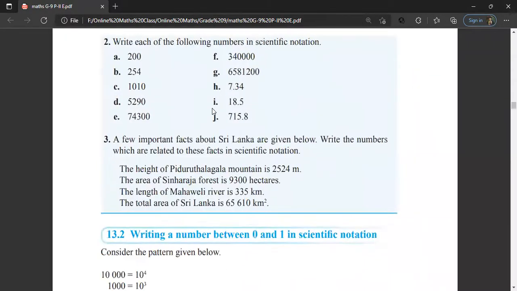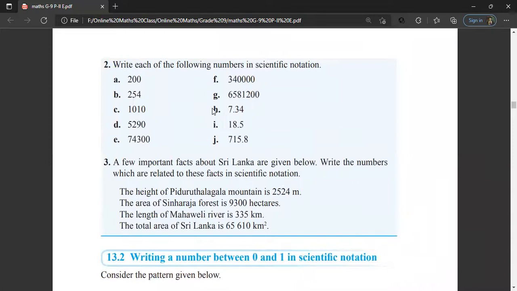Write each of the following numbers in scientific notation. 200. Again, you have to take it inside of 1 to 10. What is the number? The number is 2. So 2 into 10 to the power 2.